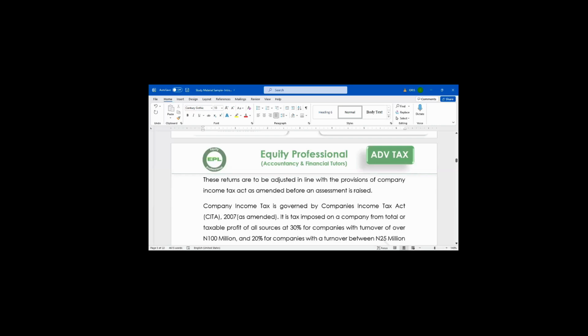What is the rate of company income tax? Who can tell me the rate of company income tax? According to Finance Act 2020, company income tax rate depends on the turnover. If a company has a turnover that falls between 0 to 25 million, such kind of company is a small company. They are exempted from paying company income tax. That means their company income tax rate is 0%.